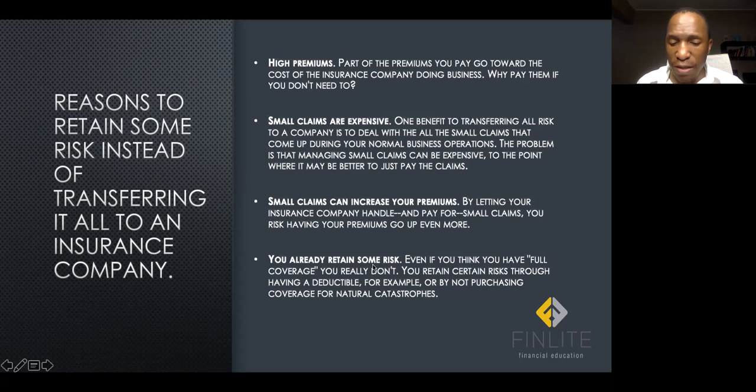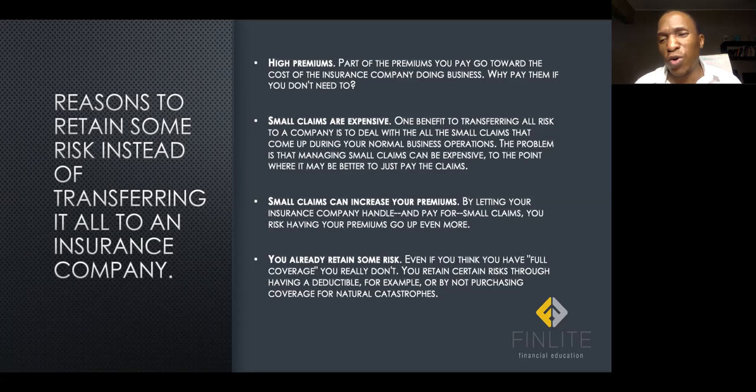You already retain some risk. Even if you think you have full coverage, you really don't. You retain certain risk through having a deductible, for example, or by not purchasing coverage for natural catastrophes, for fire and whatever the case may be.